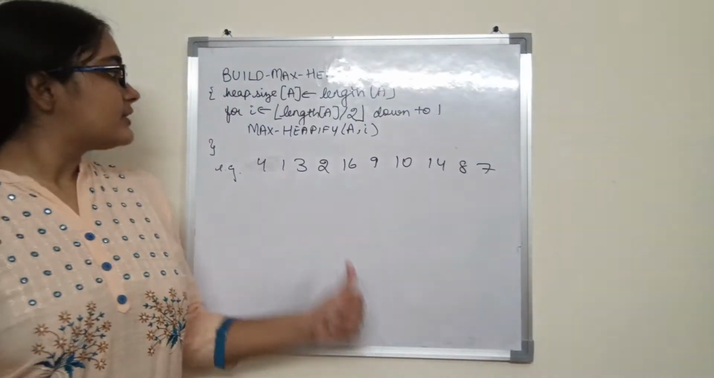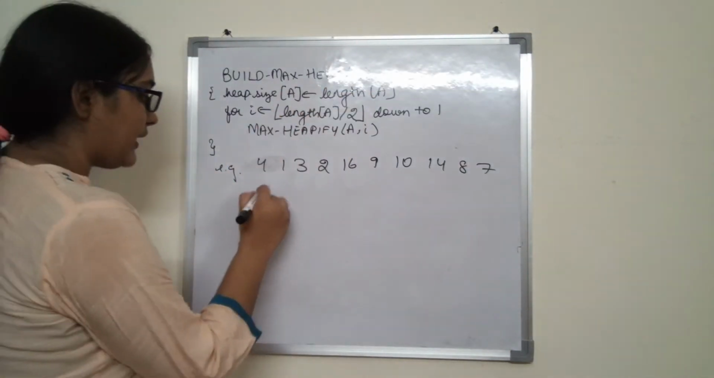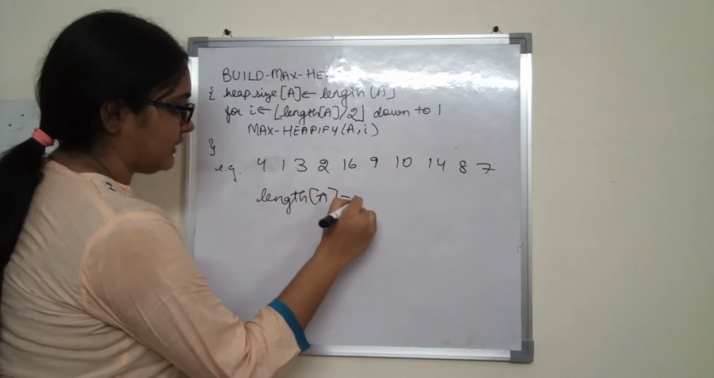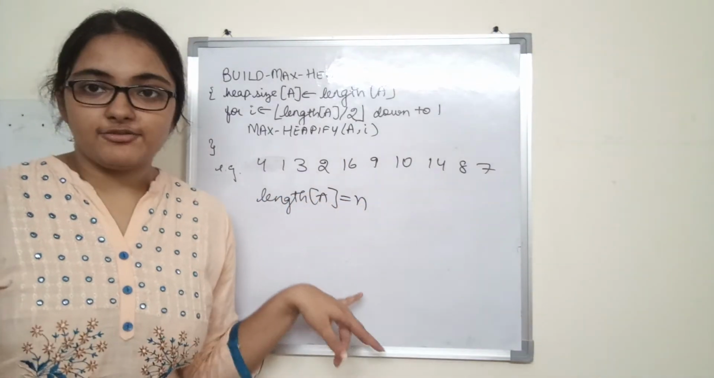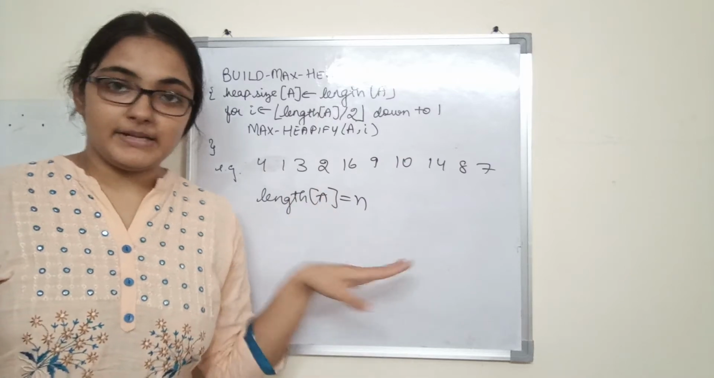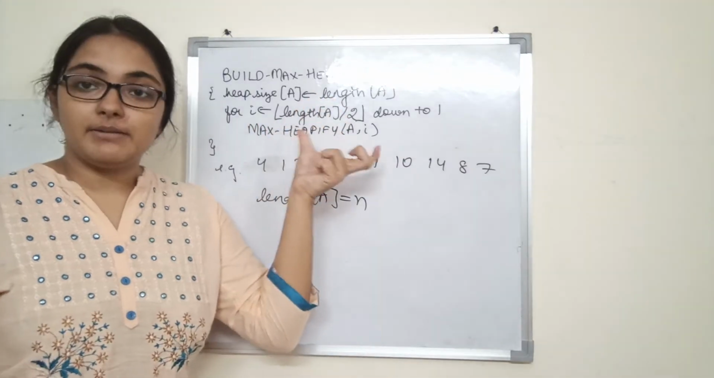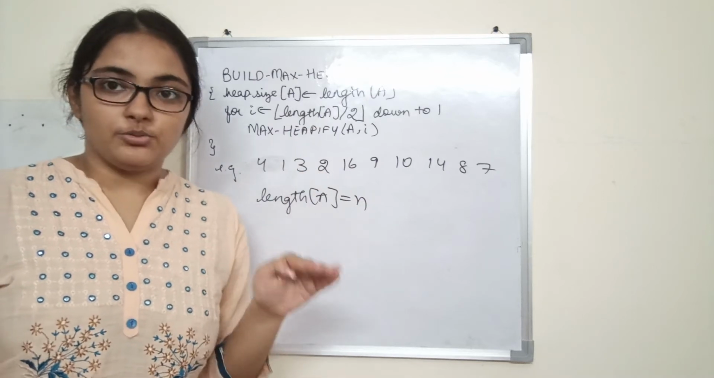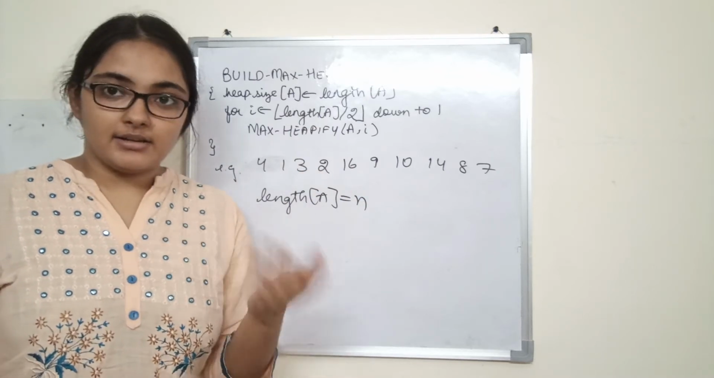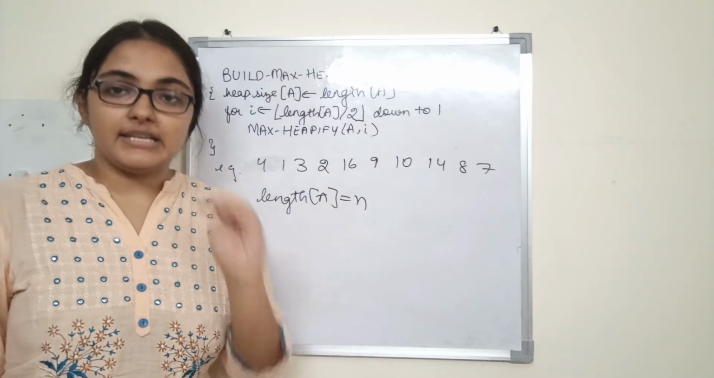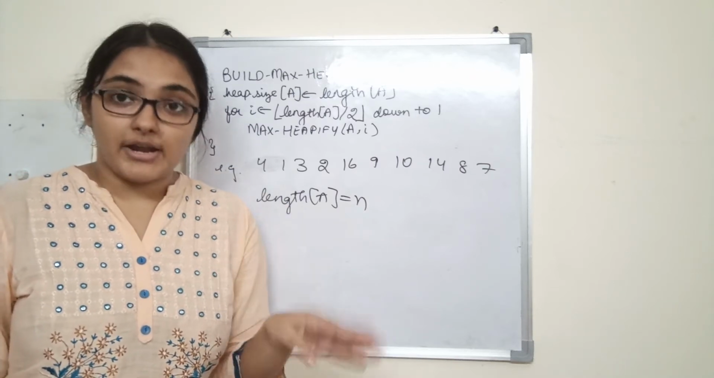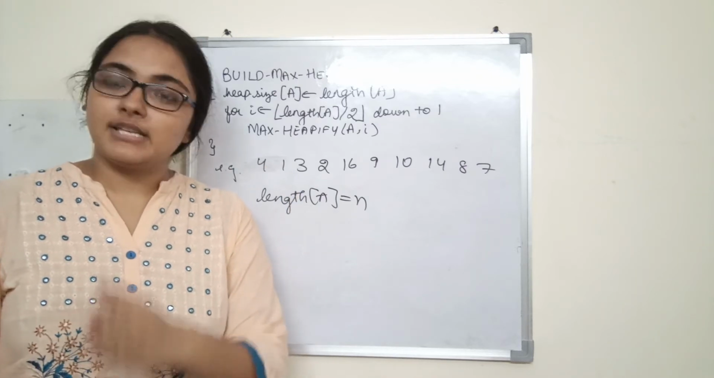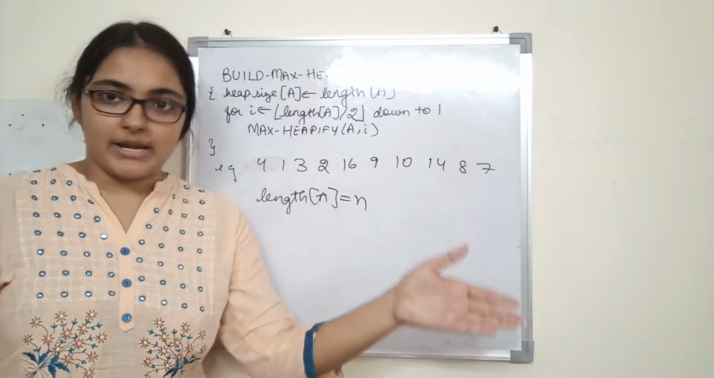Alright, so here length of A is equal to n. Now since we have to call build max heap, we have to take care of just the non-leaves. What we have learned is that the leaves in a complete binary tree or an almost complete binary tree will be from n by 2 plus 1 to n. That means the non-leaves will be from 1 to n by 2, right?